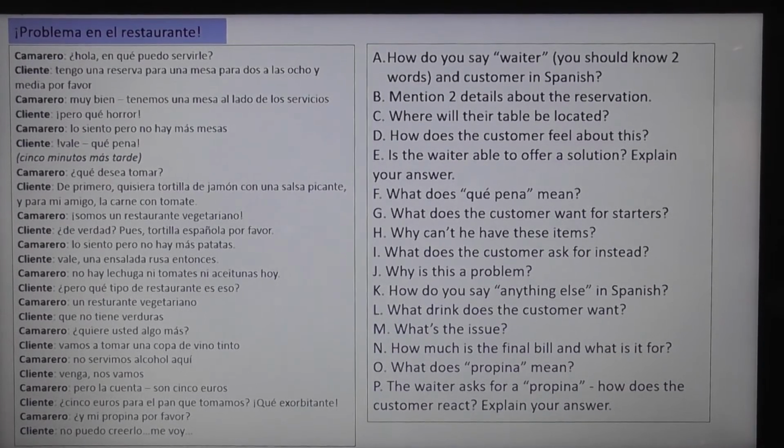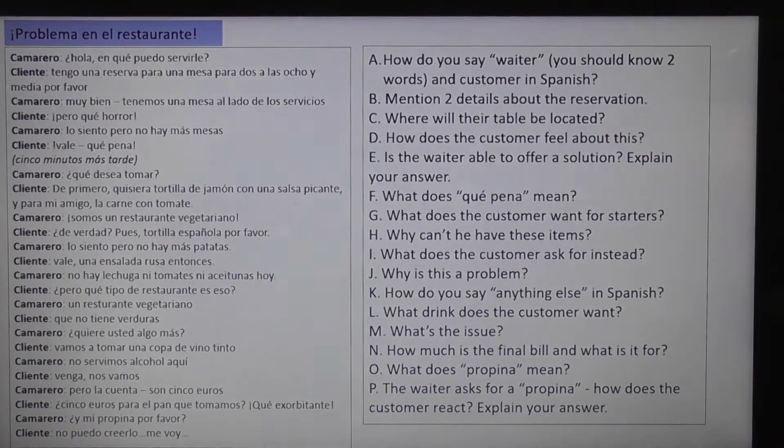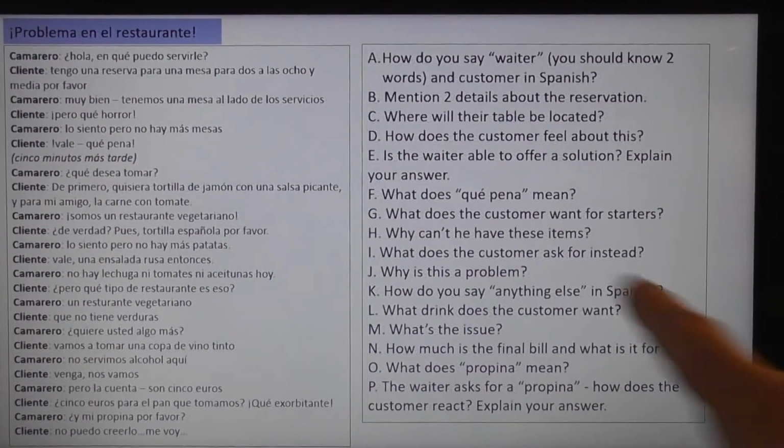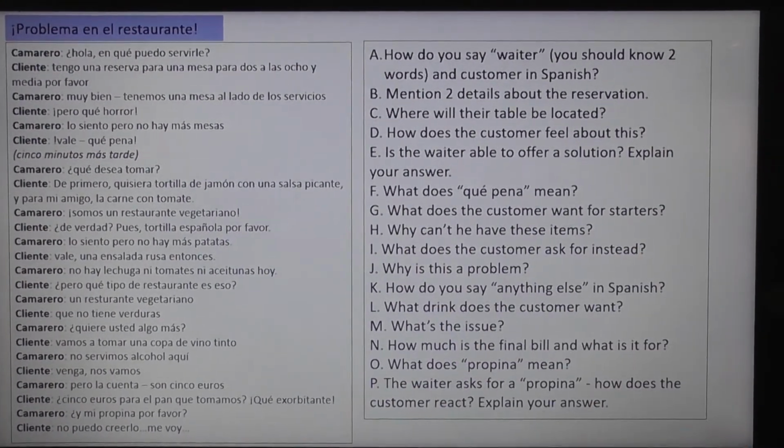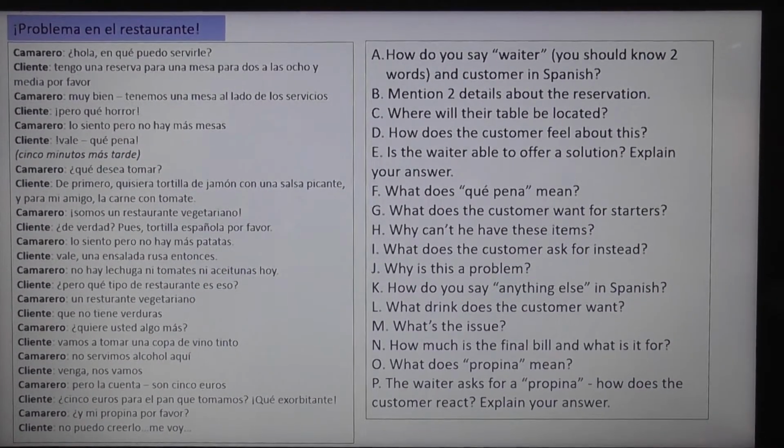Is the waiter able to offer a solution and explain your answer? Sorry, but there are no more tables. So no, they can't do anything to help there. And what does que pena mean? Well, que pena means that's awful. What a bad thing to be happening.